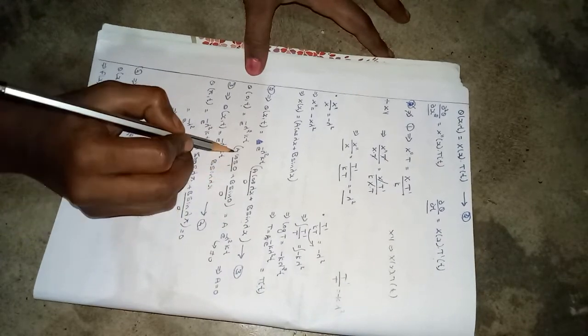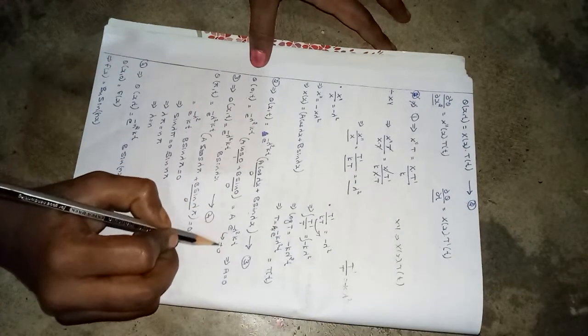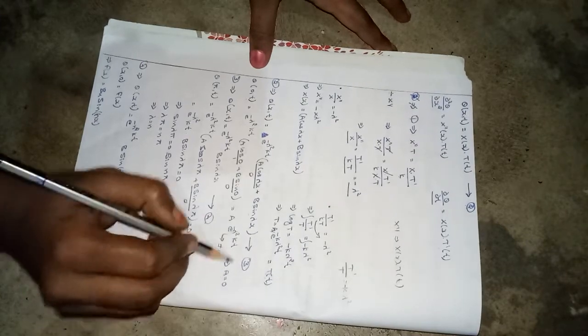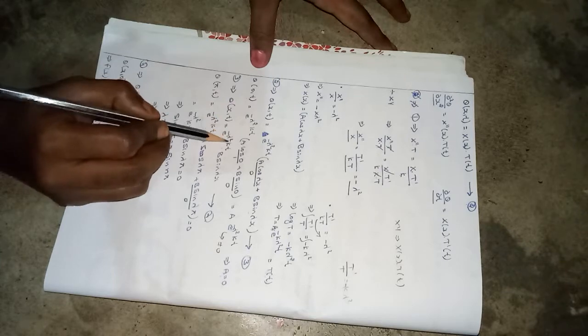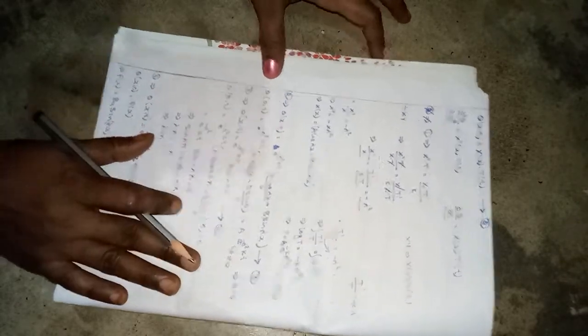This term will be 0, a into e power minus lambda square kt. This term will not be equal to 0, so the only possibility is a equal to 0. Apply this a equal to 0 in the third equation. We get theta of x comma t equal to e power minus lambda square kt, b sin lambda x. This term will be 0.